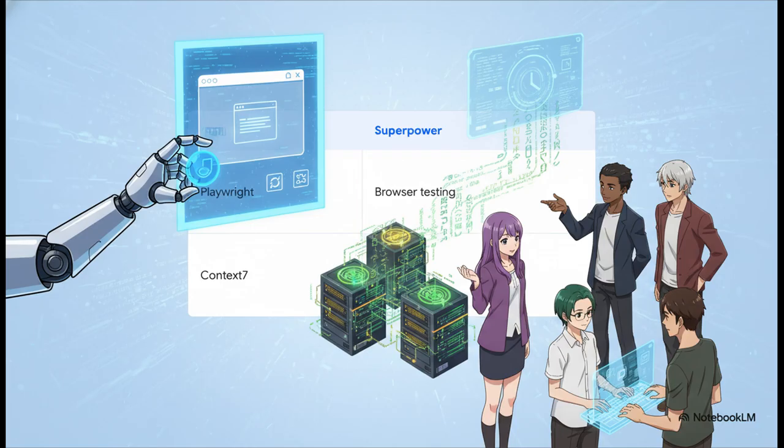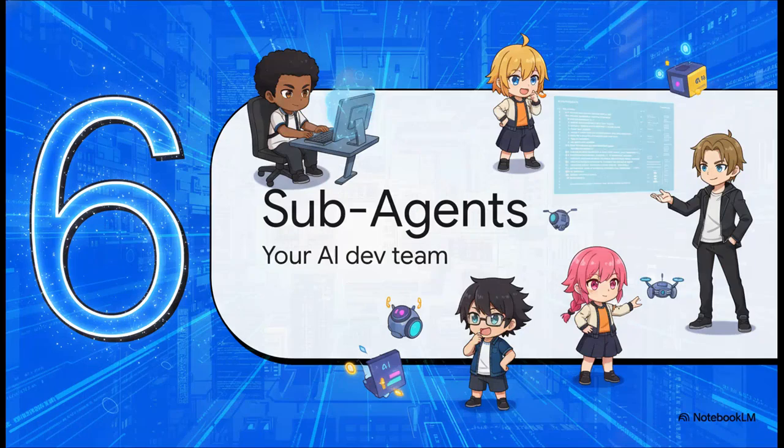You know how AI models have training cutoff dates, right? Meaning they might not know the absolute newest framework updates. Well, Context 7 fixes that. It fetches the latest live documentation straight from the web, ensuring your AI assistant is never ever crippled by outdated training data. And finally, delegating to subagents.